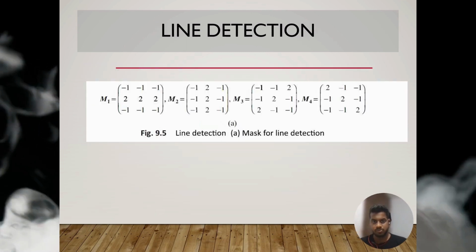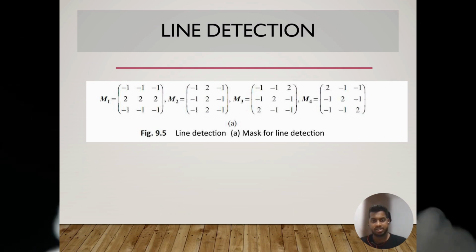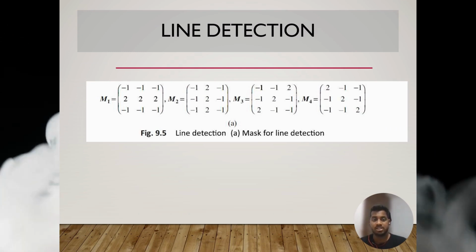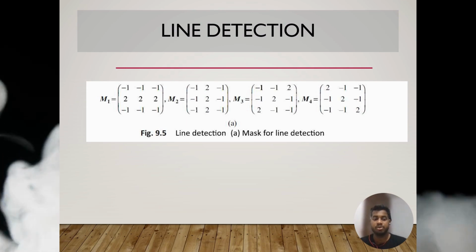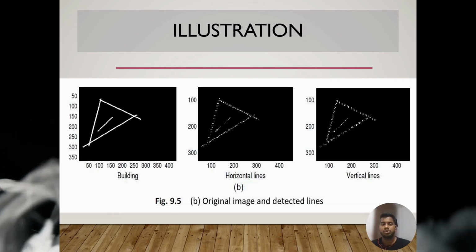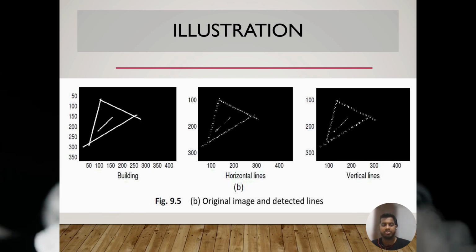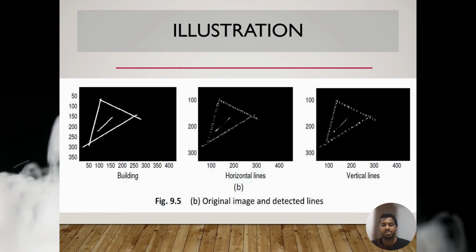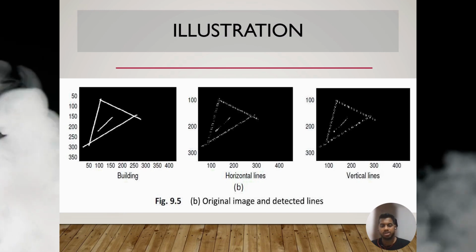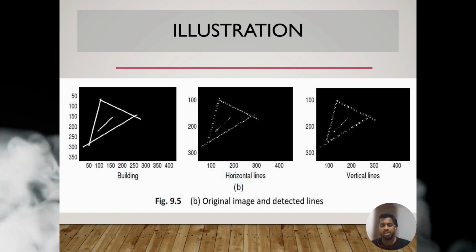You can see that we have line detection and the mask for line detection using the formula. So let's look at the illustrations of line detection. You can see that we have a building, and then there are horizontal lines and vertical lines. So these are the detected lines.